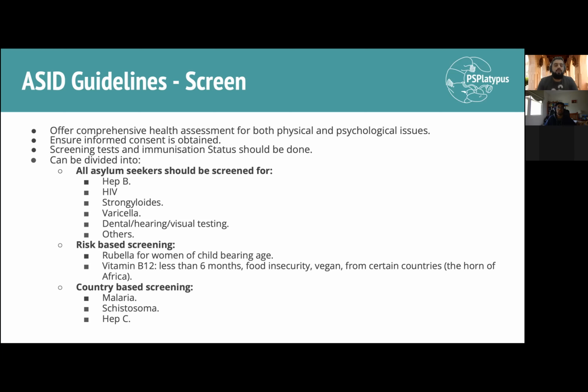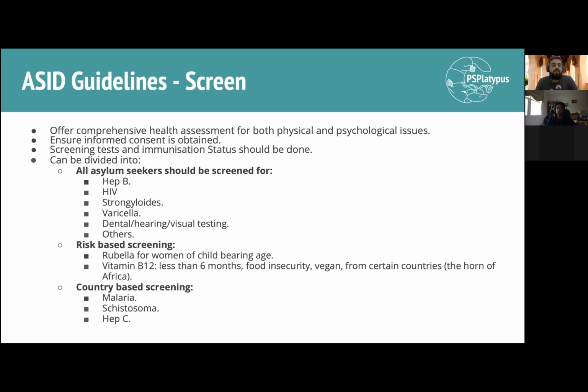First one, where all asylum seekers or all refugees should be screened for these diseases, including hepatitis B, HIV, strongyloides, varicella, dental, hearing, and visual testing, and other tests.